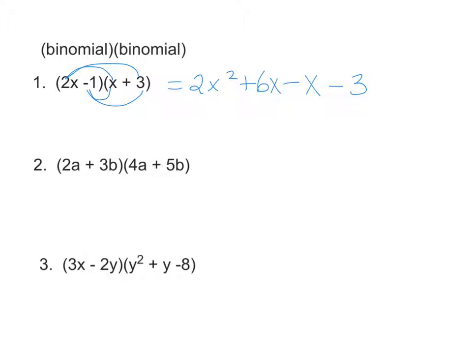But then we need to simplify this by combining like terms. 2x squared. But just like in the ones you did with the tiles, those x's combine and cancel each other out. 6x and a negative x together makes 5x minus 3. So 2x squared plus 5x minus 3.